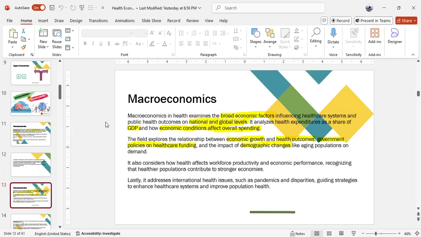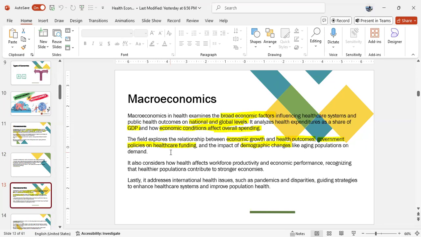Macroeconomics. Macroeconomics in health examines the broad economic factors influencing healthcare system and public health outcomes on national and global levels. It analyzes health expenditures as a share of GDP and how economic conditions affect overall spending. The field explores the relationship between economic growth and health outcomes, government policies on healthcare funding, and the impact of demographic changes like aging populations on demand.